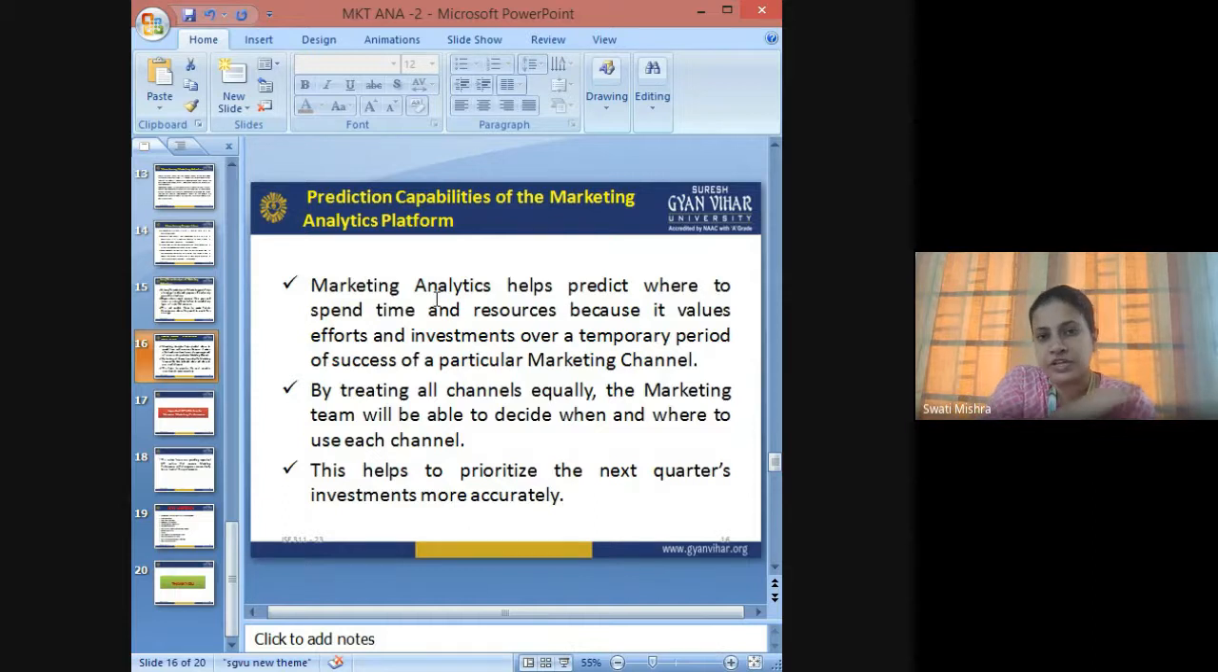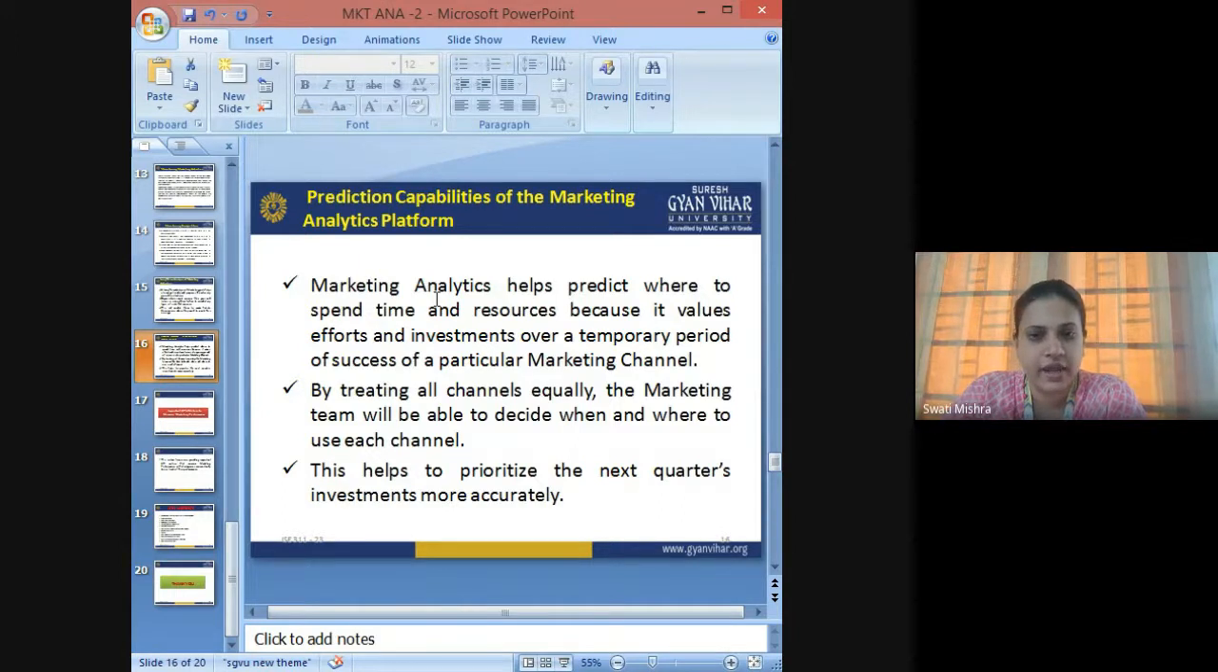So by treating all the channels equally, the marketing team will be able to decide when and where to use each channel. And this will actually help to prioritize the next quarter's investments more accurately, which means that every organization can make predictions or forecast what is required for the next quarter or maybe next 6 months or so.